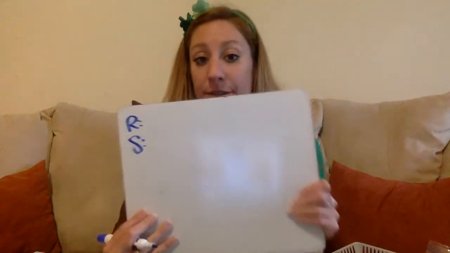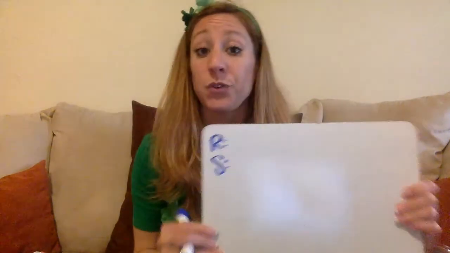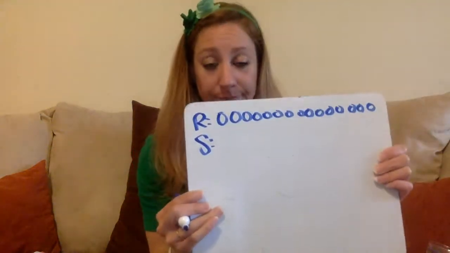So again, I'm going to compare them. So we have Rima and we have Susie. Okay, so I'm going to compare them. We know for sure Rima has 15 stickers. So let me show that. 1, 2, 3, 4, 5, 6, 7, 8, 9, 10, 11, 12, 13, 14, 15.